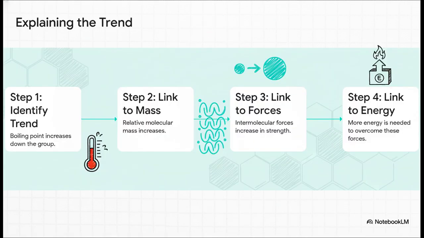And check this out. This is basically the perfect answer, laid out step by step. This is exactly what the mark scheme is looking for. You get 1 mark for just stating the trend: boiling point goes up. A 2nd mark for linking that to the molecules getting bigger. A 3rd for talking about stronger intermolecular forces. And that final crucial mark for saying that this means you need more energy to break them apart. It's a chain of logic.